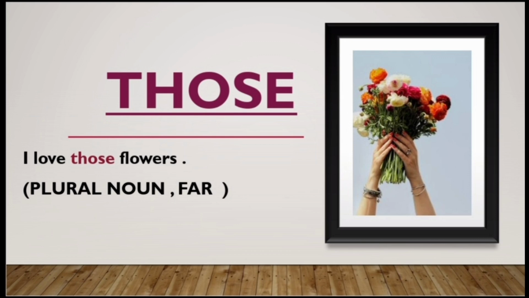Now let us talk about those. Those is used with plural nouns which are far from you. Plural nouns that are far from you, for that you are going to use those. Have a look at this example: I love those flowers. Flowers are plural in number but they are kept far from you, they are not near to you. For near you will use these, but for plural items or nouns which are far from you, you are going to use those. So those were the basics of four demonstrative adjectives, right?